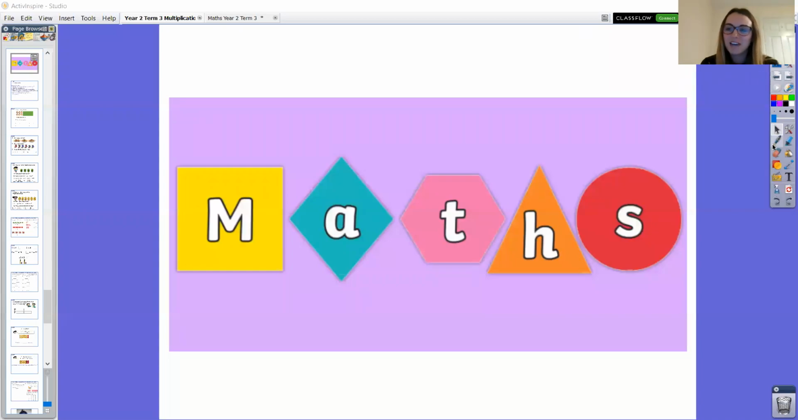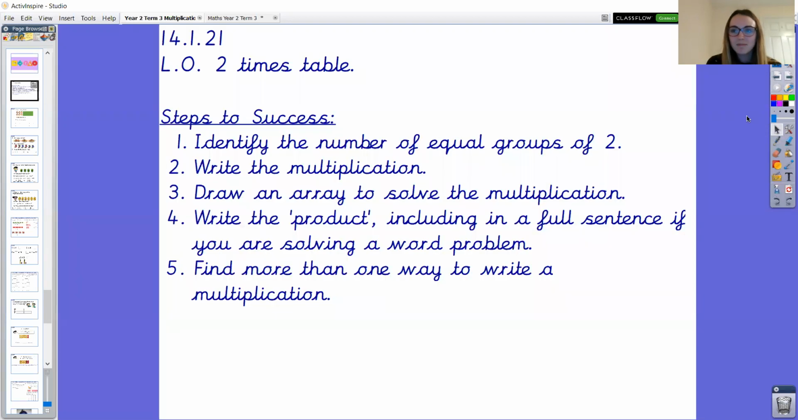Good morning, Year 2, and welcome to our next maths lesson. So today in maths, we are going to be focusing on the 2 times table, which is exciting.